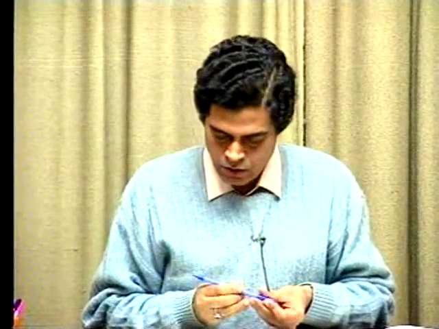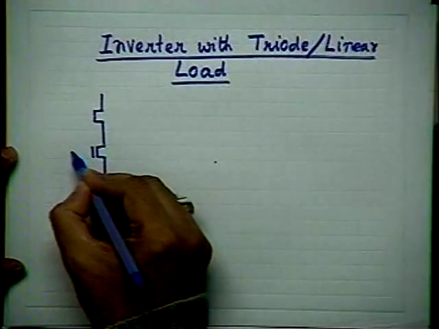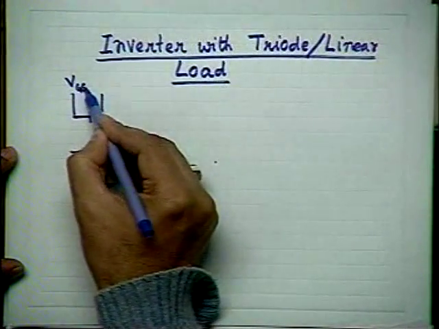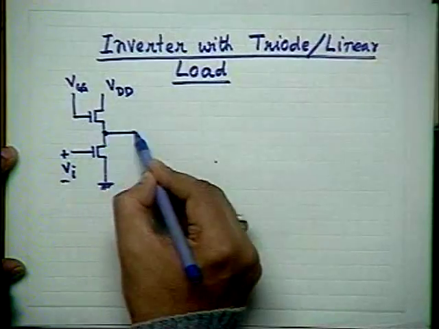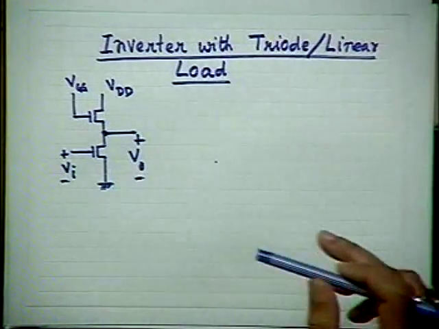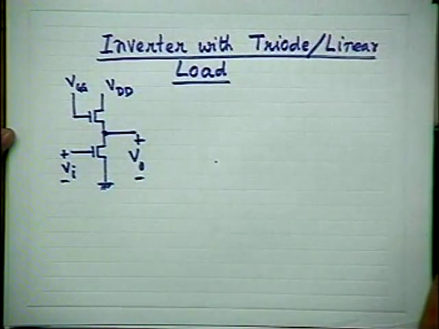Okay. We now consider the triode load. It's very important. You remember that I have already mentioned the drawback of the saturated load: the voltage swing is less and the speed also is a little bit less. To improve upon it, the intermediate phase was to use a triode load or linear load.